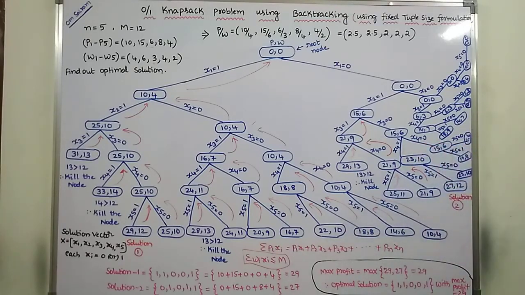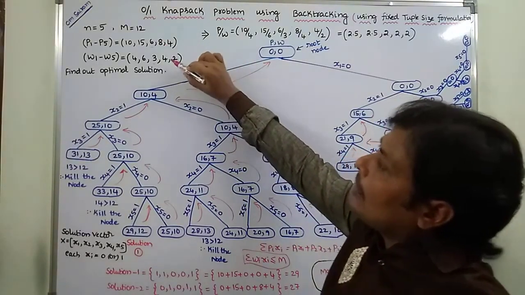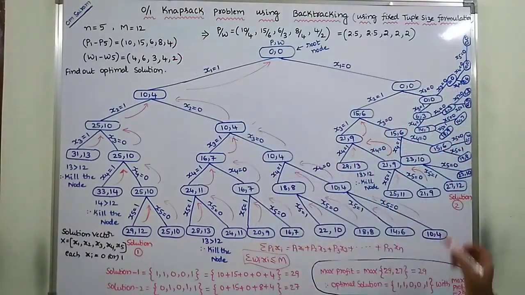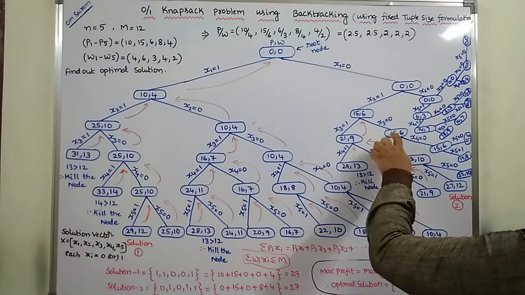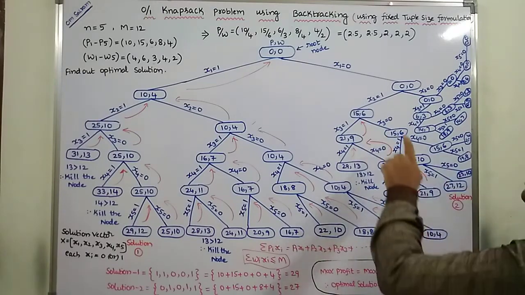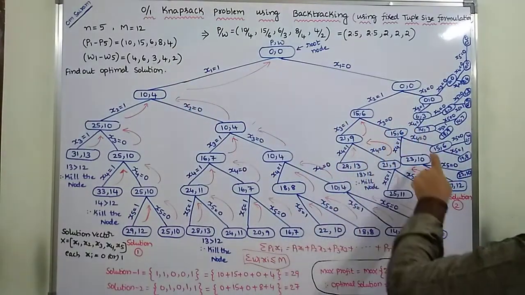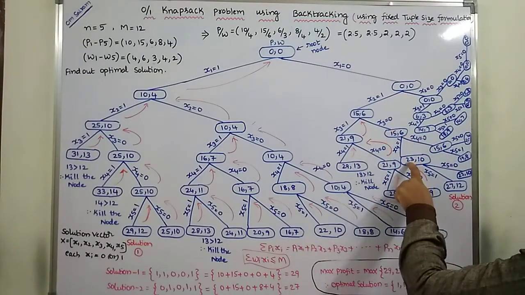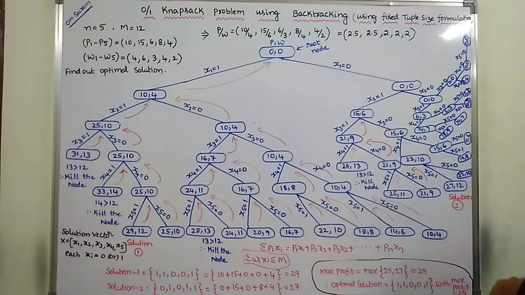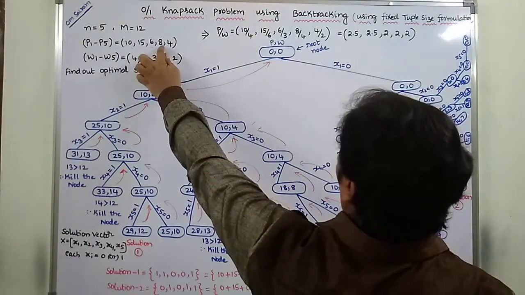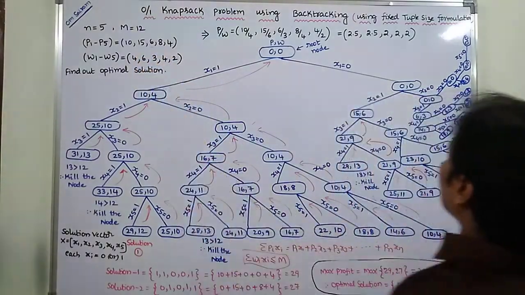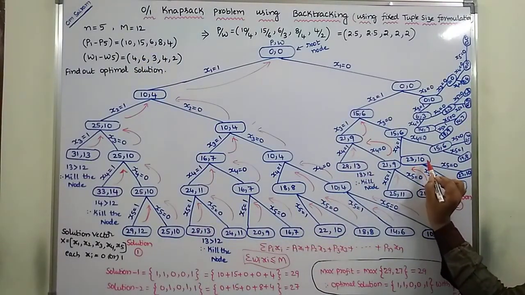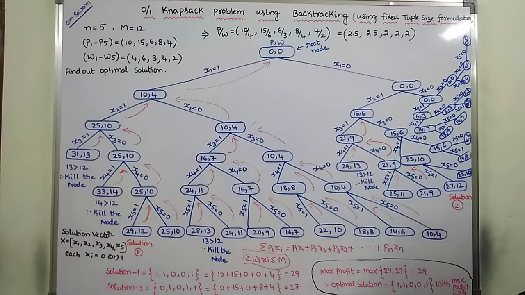Now consider the fourth object. The fourth object's profit is 8 and weight is 4. Profit 8 means 15 plus 8 is 23, and weight 6 plus 4 is 10. So 8 comma 4 is nothing but the fourth object's profit and the fourth object's weight. So 23 comma 10. Here 10 is less than or equal to 12. Condition true, so we have to extend that node.